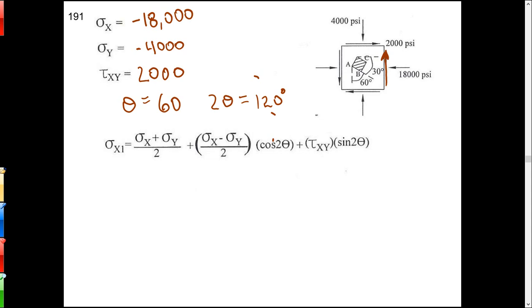So we have compressive 1800 in the x direction, 4000 in the y, and then the shear on that x axis, which I've highlighted there, is positive 2000. It's coming up around like that, which is counterclockwise. So I just think of that as being like a couple. It's not, but that's how I remember the sign on it. So what you want to do is identify those things. Now the next thing you want to do is just run the equation.